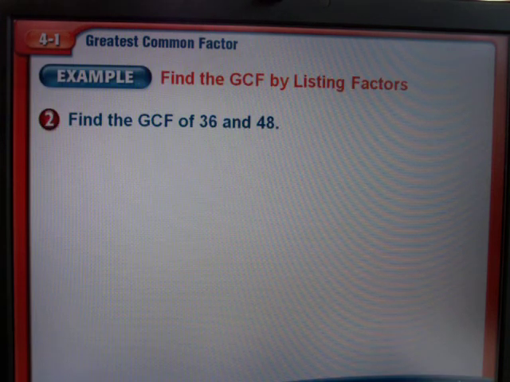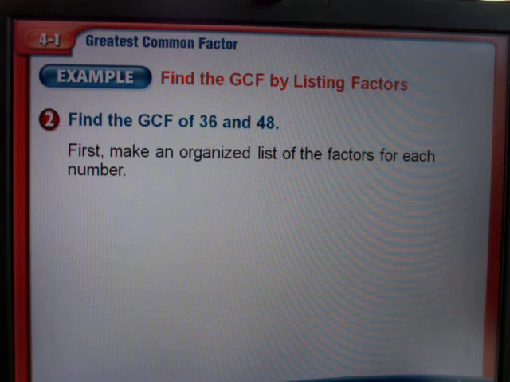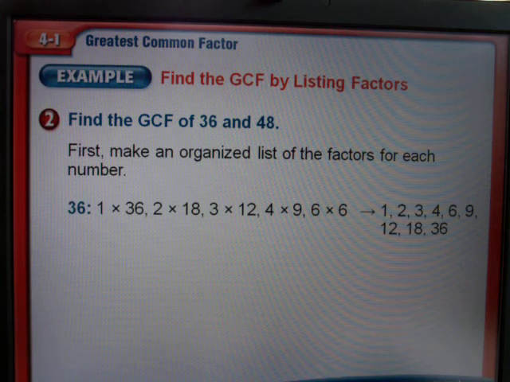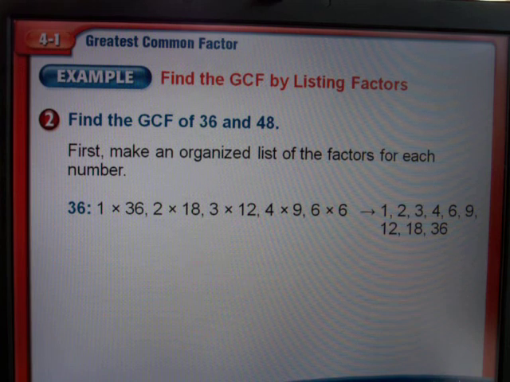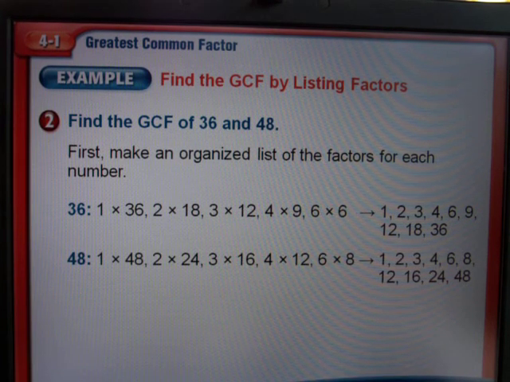Now we're going to find the greatest common factor by listing factors. So we're going to find the greatest common factor of 36 and 48. We're going to make an organized list of the factors for each number. Just list them out. And then list out the ones for 48. And then just identify the largest number that is in both of those groups.